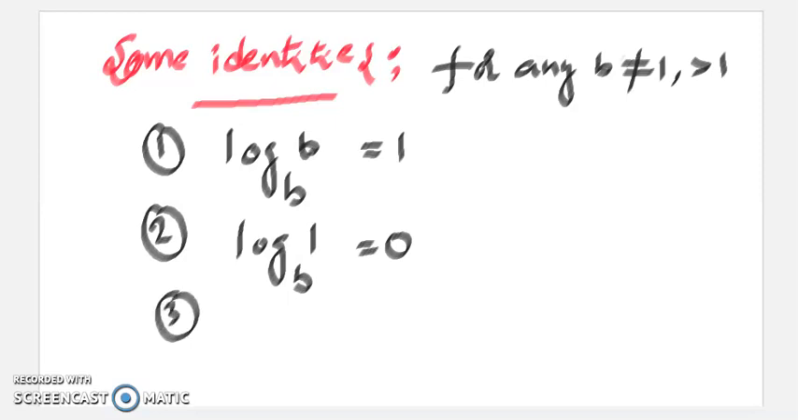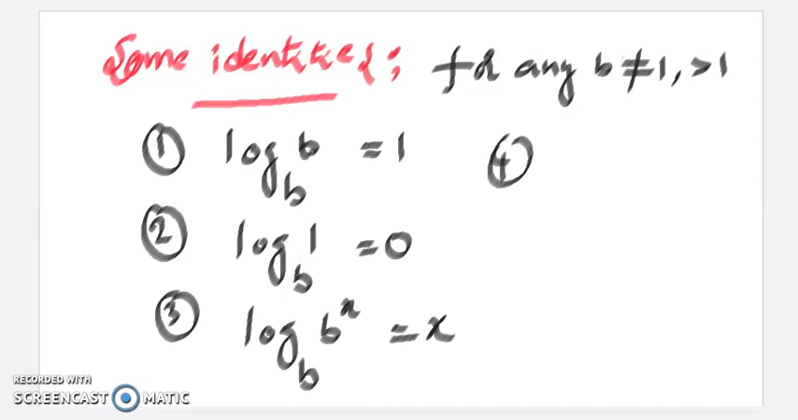Third one: logarithm of b power x with the base b. Here the two match, the values match, then we get the value x. And the fourth one is a power log x with the base a is also equal to x.